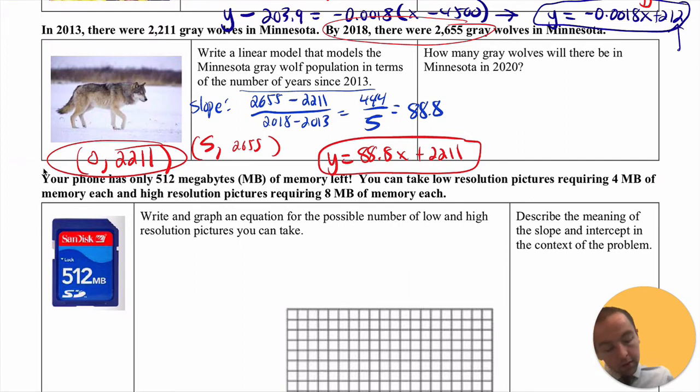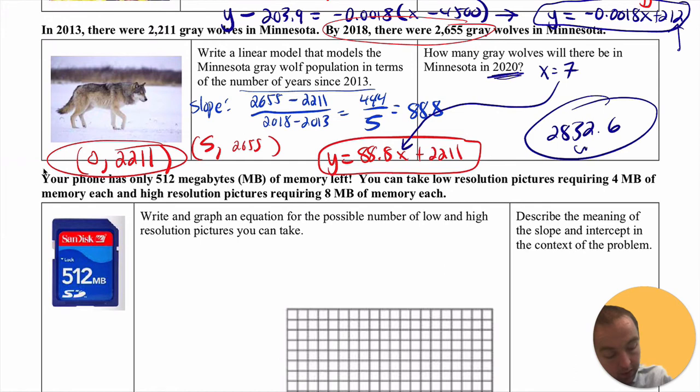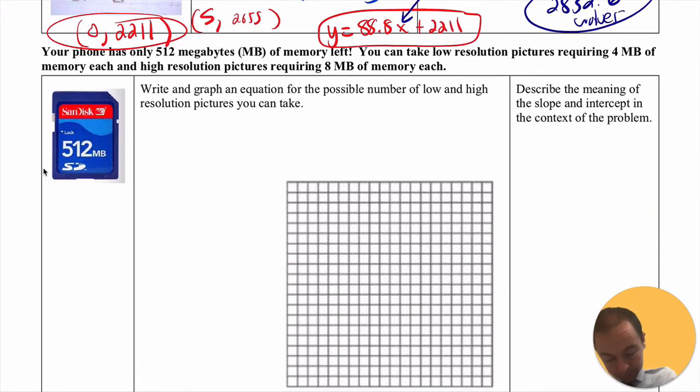So if we wanted to determine the number of gray wolves there would be in 2020, then we know the year, but since x is the number of years since 2013, we really want to use 7 for x to make a prediction in the future based on the information at this time. So if we put in 7 for x right there, then you'll end up getting 2832.6 approximately. So that'd be the number of wolves. Of course, you can't have a fractional number of wolves, so 2832 or 33 or whatever it might be.